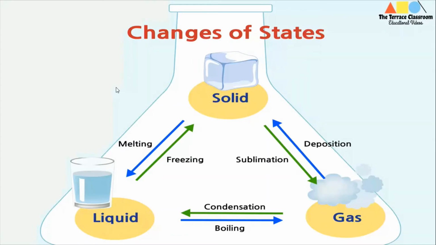Liquids change to solid on cooling, and this process is called freezing. Gas changes to liquid on cooling. This is termed as condensation. Some solids are converted directly into gases without passing through the liquid state. This process is known as sublimation. The blue arrows represent heating, while the green arrows represent cooling.